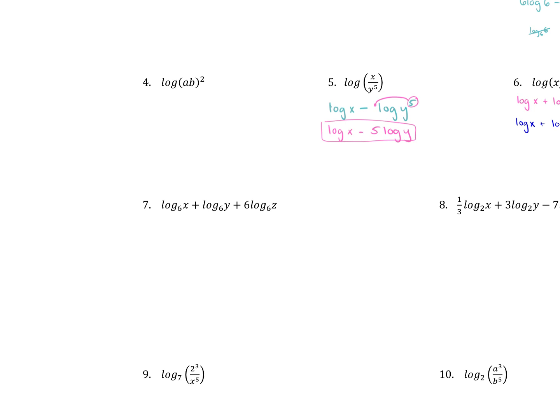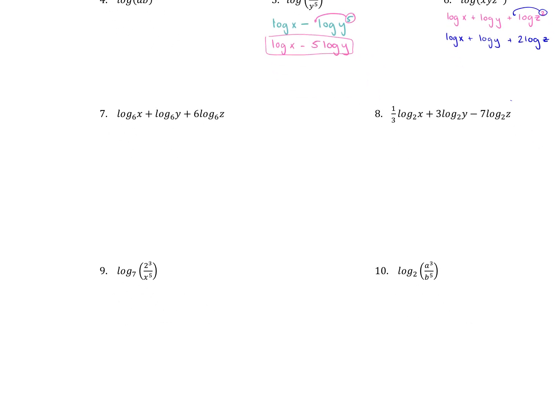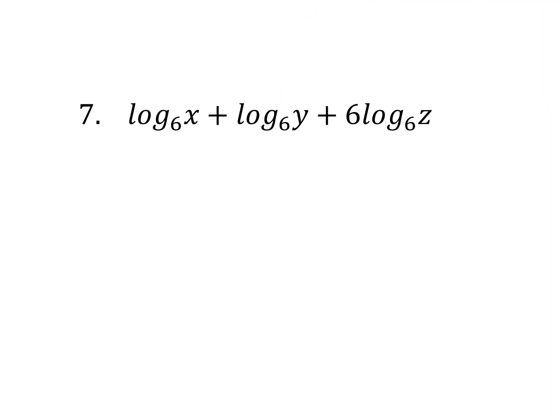All right, we'll do a condensing one. So let's do number 7. So any coefficients we have are going to go up top. So we have log base 6, and when we add, that means that we multiply. So log base 6 of x times y times z to the 6th power.